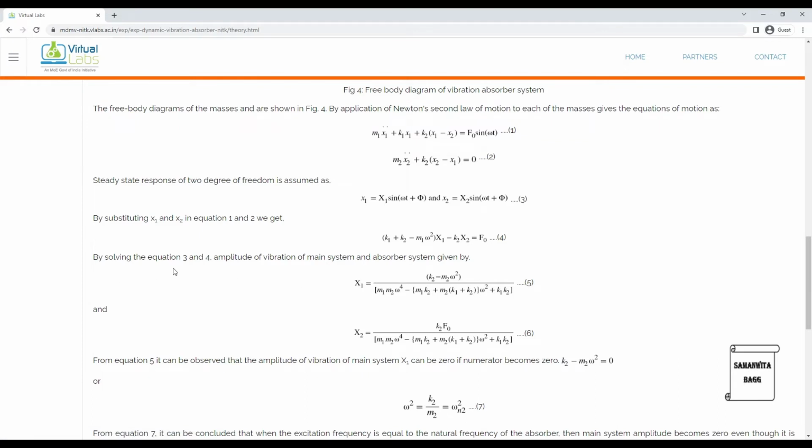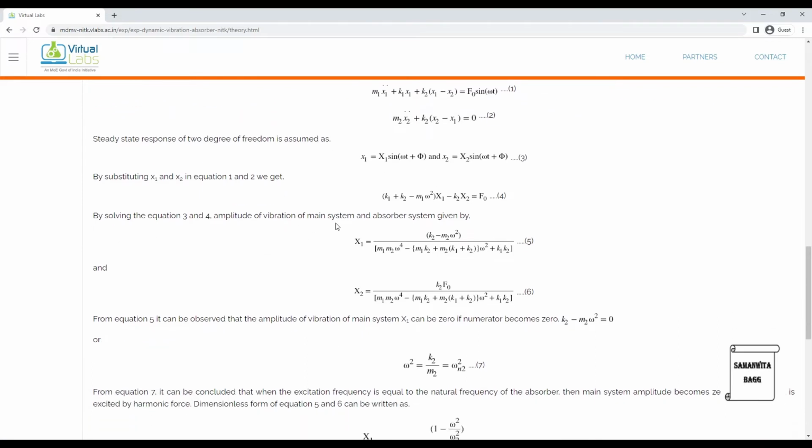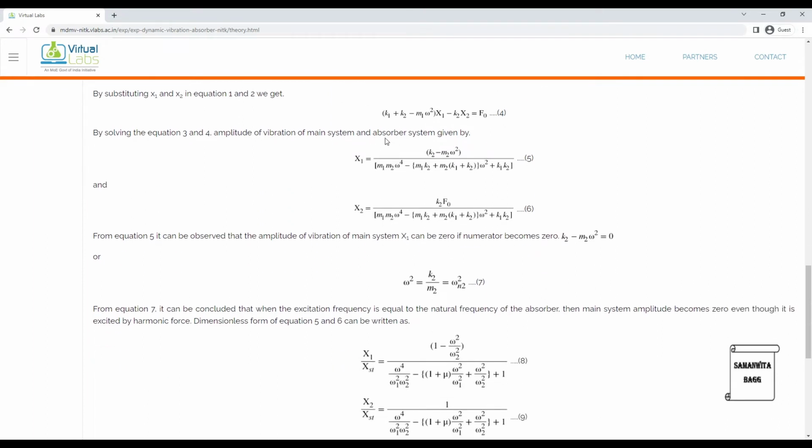By solving the equations 3 and 4, the amplitude of vibration of the main system and absorber system is given by X1 and X2. This is for the main system X1 and X2 is for the absorber system. From equation 5, it can be observed that the amplitude of vibration of main system X1 can be 0 if the numerator k2 minus m2 omega square becomes 0. If this term becomes 0, this will become 0.